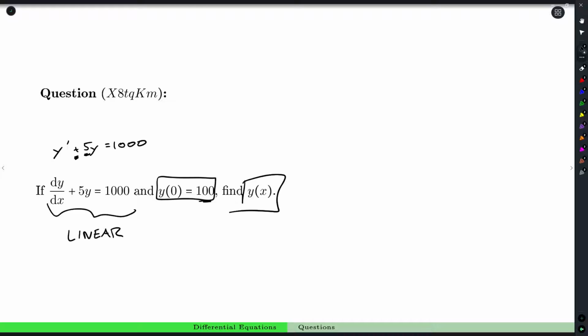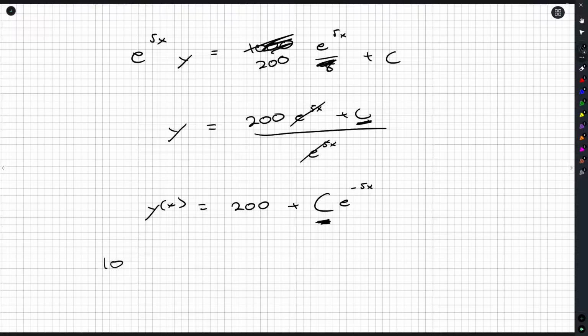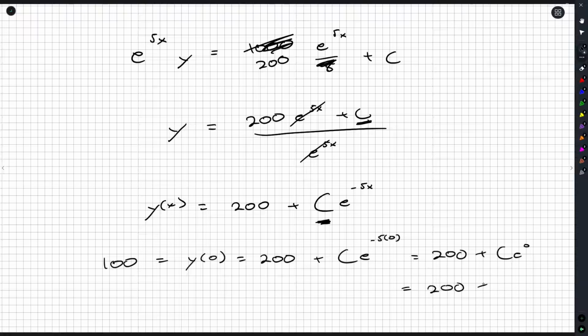There will be one specific value of c that also gives me a function that satisfies this condition, y at 0 is equal to 100. So let's find that c and get our final answer. So we get 200 plus some unknown c, e to the minus 5 times 0. Well, that's 200 plus c e to the 0. That's 200 plus c. Okay, 200 plus what is equal to 100? Negative 100. So c is negative 100, and that means our final answer is y is equal to 200 minus 100 e to the minus 5x.